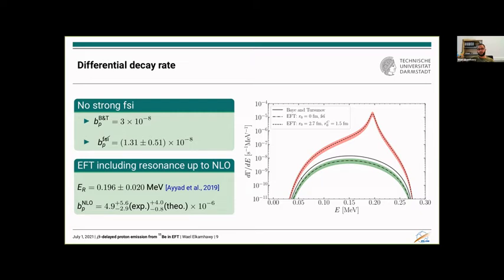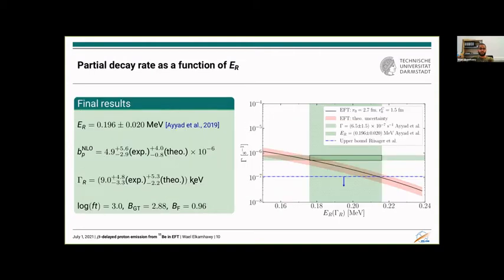And on the right-hand side, you see the new results, including the resonance, as the dashed line here with a red band denoting the theoretical uncertainties. And so here are presented again the final results when we use the resonance energy given by Ayat and company, again the branching ratio. Moreover, we calculated the decay width to be 9 keV with the corresponding uncertainties. So this value is also in consistency with the experiment. They measured a width of 12 plus minus 5 keV.